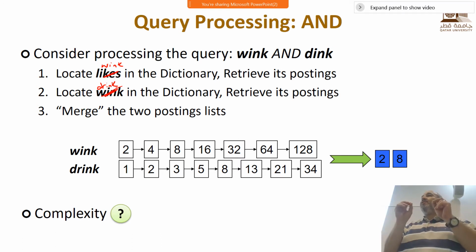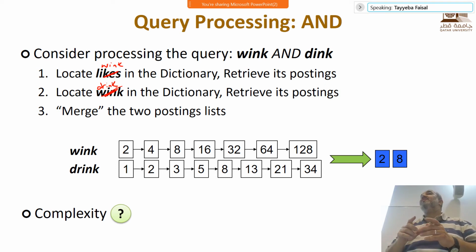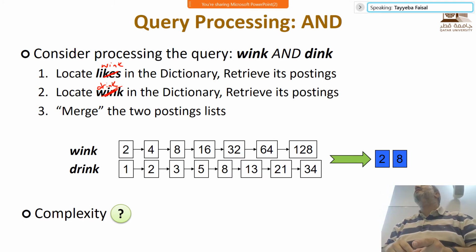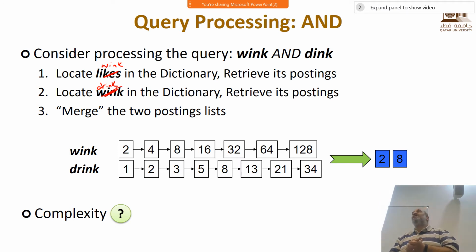Now, my question is, what is the worst case value of n and m? It's the size of the collection. Very good. Two times the size of the collection. Why is that? Because the worst case length of any posting list is the size of the collection. So that's the worst case, and it will be of the order of the size of the collection.